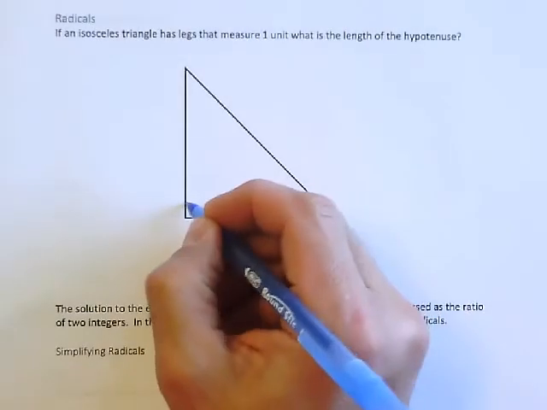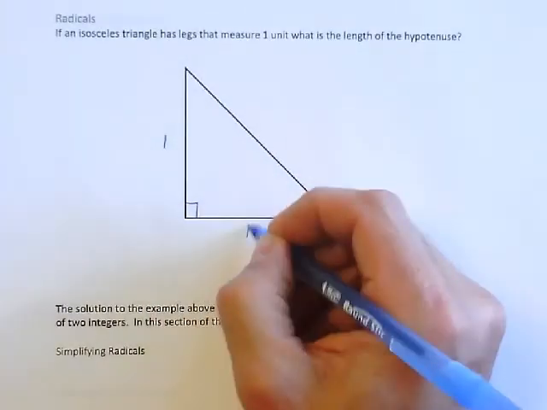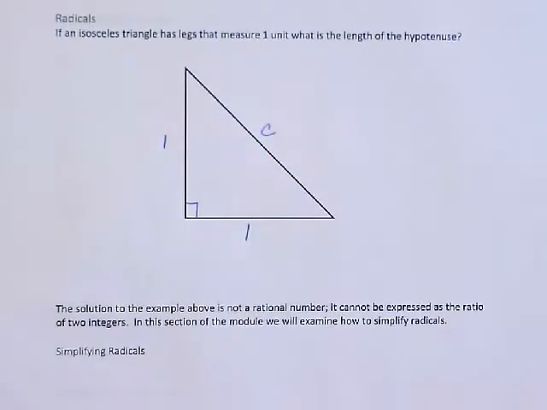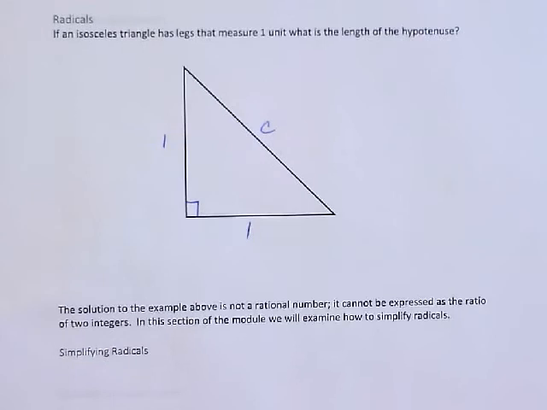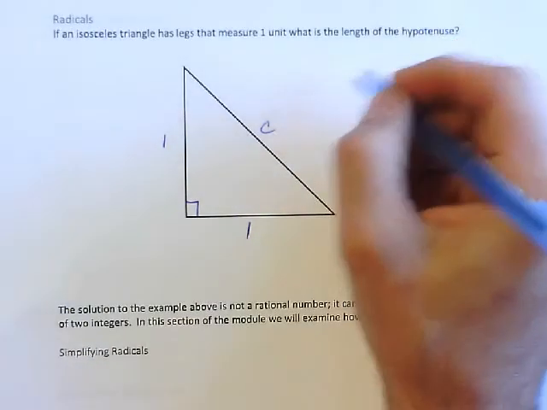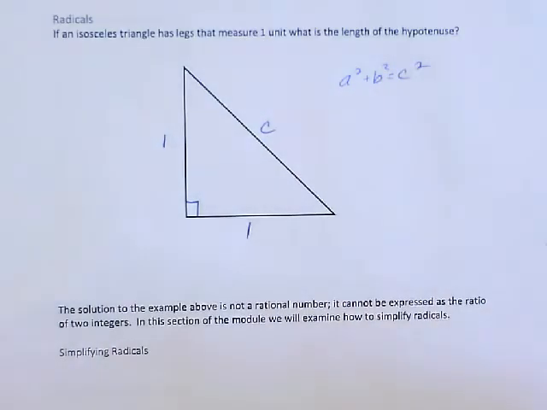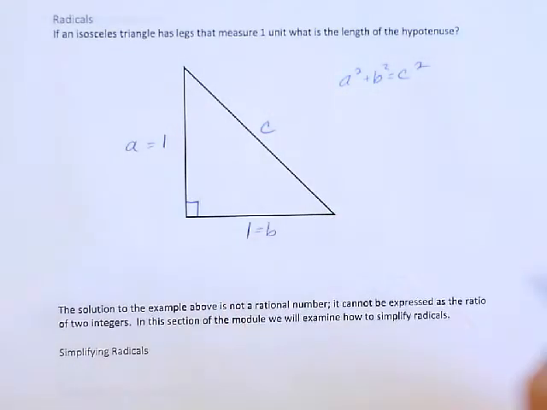So you have a right triangle, right? And suppose the right triangle has legs of 1 and 1. And we want to solve for the hypotenuse. I'll just label that C. Okay, so hopefully you're familiar with the Pythagorean theorem that says a squared plus b squared equals c squared, which really is saying leg squared plus leg squared equals hypotenuse squared when you're dealing with a right triangle.